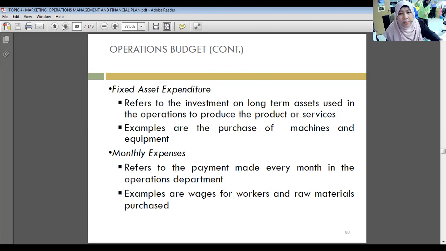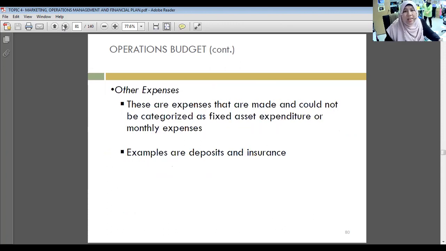And monthly expenses refer to payments made every month in the operations department. Example, the wages for the workers and the raw materials purchased. So the wages for the workers and the raw materials purchased should be paid every month. If not, the workers will run away, right?